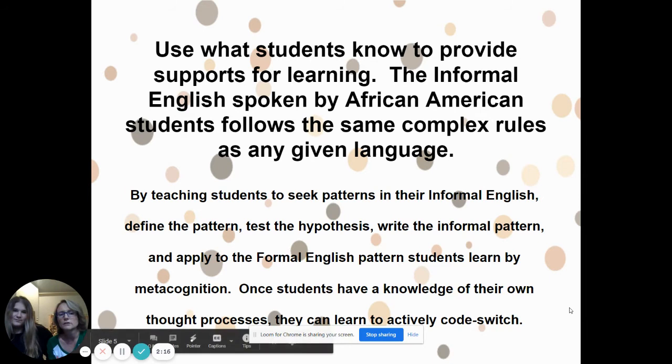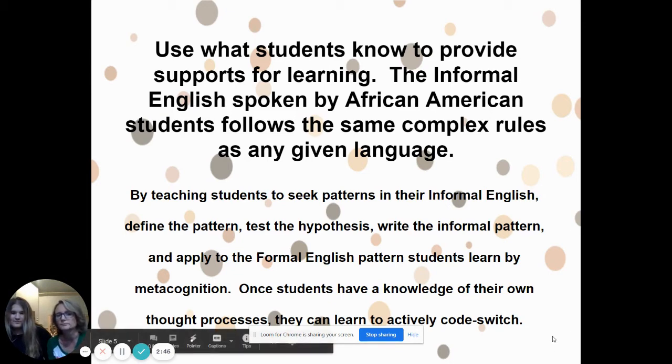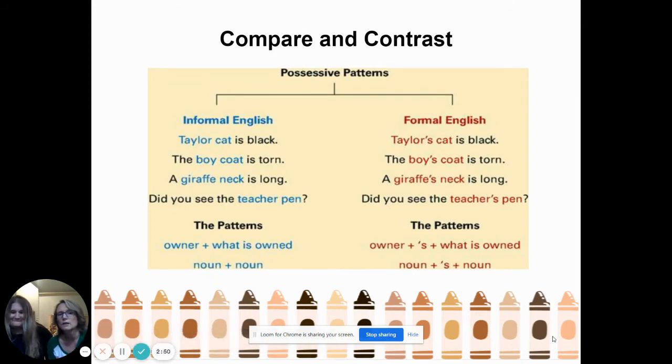So we know that students often just need extra support so that they can become proficient. And we have found that informal English that's spoken by African American students follows a lot of the same complex rules of any given language. So if we can find patterns and similarities between their informal English and standard English, we can teach them a process called code switching. And what I mean by that is we can teach them to compare and contrast their traditional social language that they speak at home or with their friends to what's needed to be successful at school.